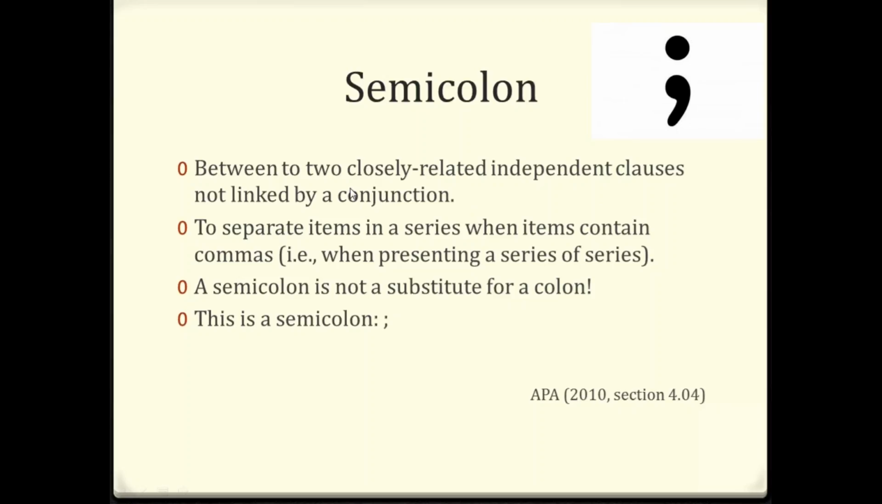So you've got two closely related independent clauses that are not linked by a conjunction. You can link them with a semicolon, in which case the second independent clause would not start with a capital letter. Otherwise you might as well just use a period. I didn't put any examples here, but I think you probably get the gist of it, and you can look in section 404 if you want to.